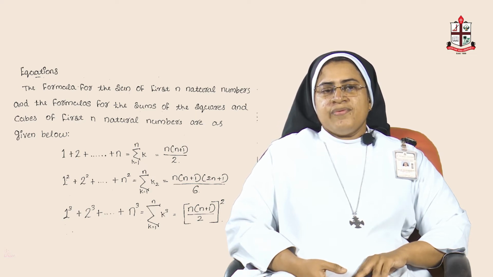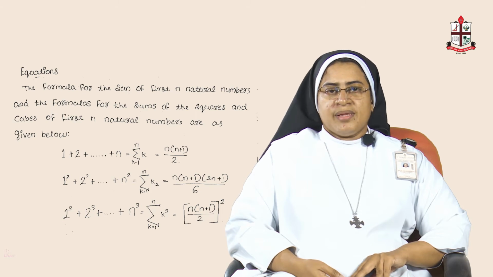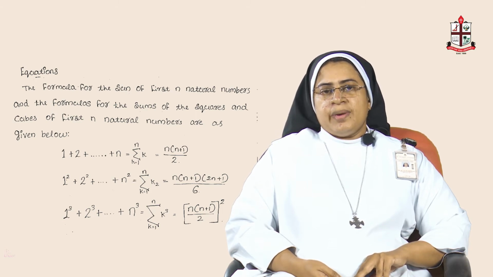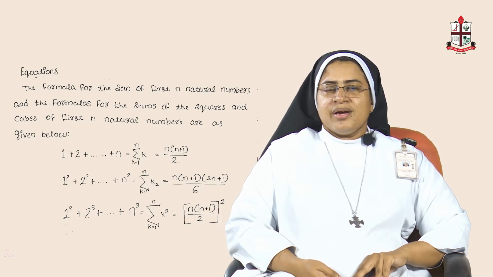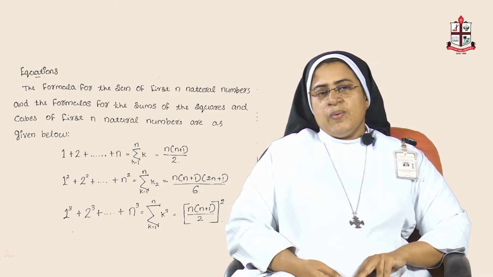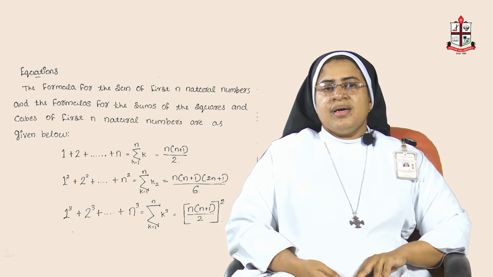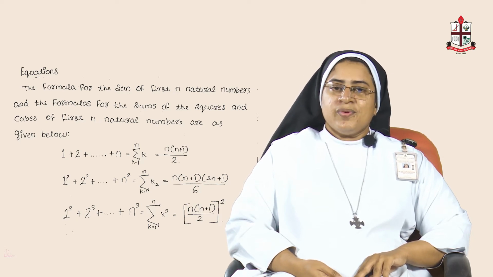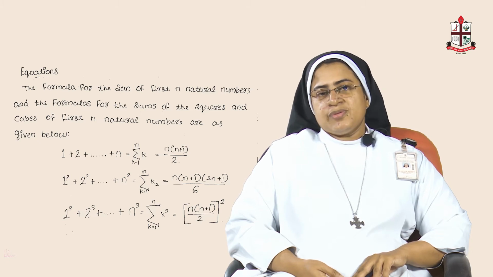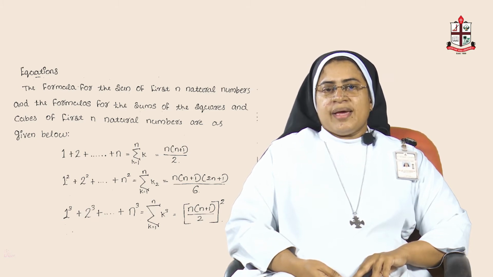Next is the sum of squares of n natural numbers, that is 1 square plus 2 square plus etc. plus n square, that is sigma k equals 1 to n of k square, which is equal to n into n plus 1 into 2n plus 1 by 6. The next formula which you have to remember is the sum of cubes of n natural numbers, that is 1 cube plus 2 cube plus etc. plus n cube, equal to sigma k equals 1 to n of k cube, that is equal to n into n plus 1 by 2, the whole square.